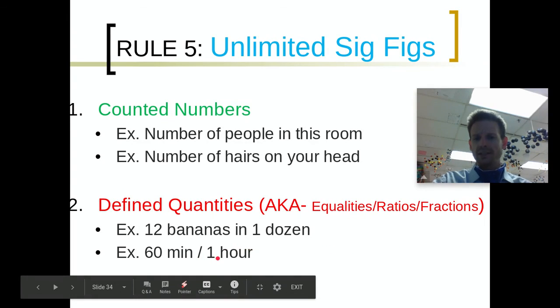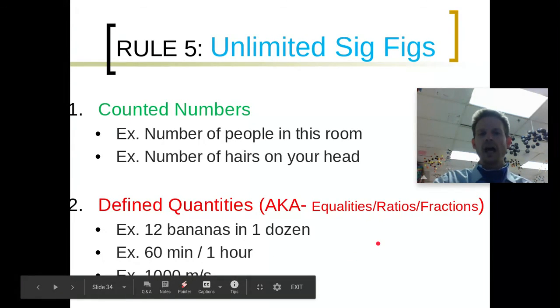Yes, there is a 1 here, right? But this ratio right here, knowing that it's perfect, something that we know, something that's an equality, they're equal to each other, we wouldn't want that 1 to limit our answer. And so this guy we wouldn't care about. It would be unlimited sig figs.